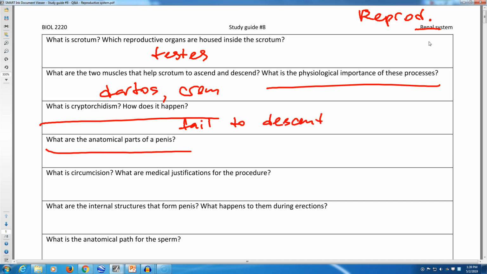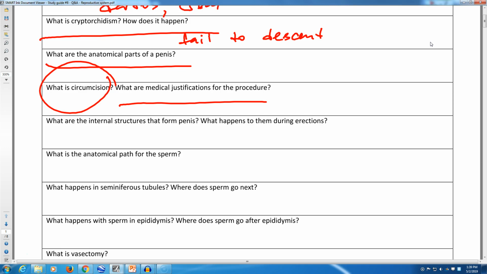Anatomical parts of the penis: root, shaft, glans. Circumcision is the removal of the foreskin. Medical justification: reduced amount of sexually transmitted diseases.